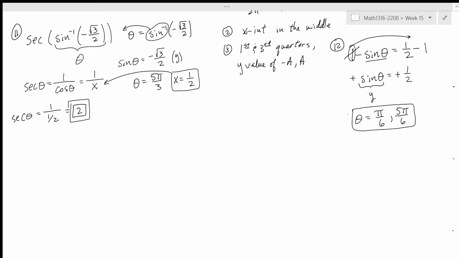All right, what's next? That's number 12. Next problem, number 14. And it says, use a sum or difference formula to find the exact value.